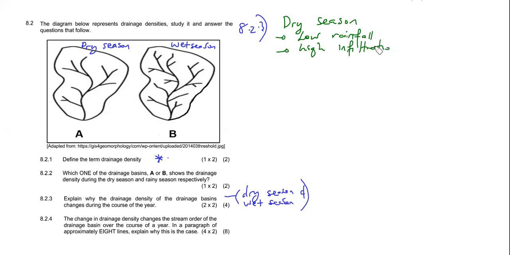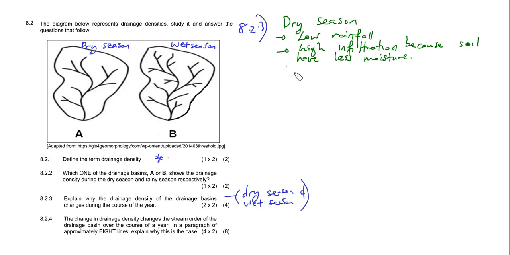Because whatever we receive during the dry season, what's going to happen is that we have high temperatures, and since the soil is not saturated, the soil has less moisture. That's why we've got high infiltration. Why? Because soil has less moisture.